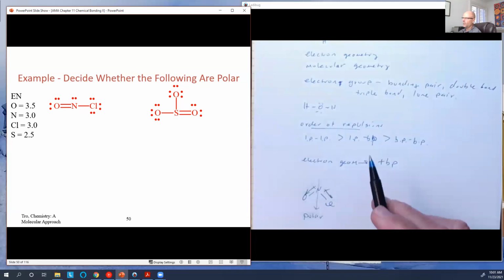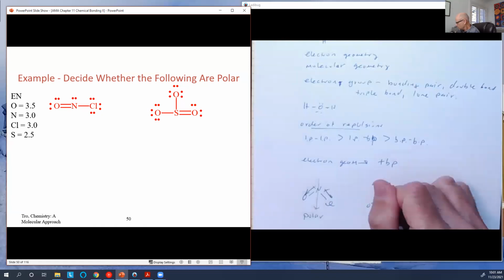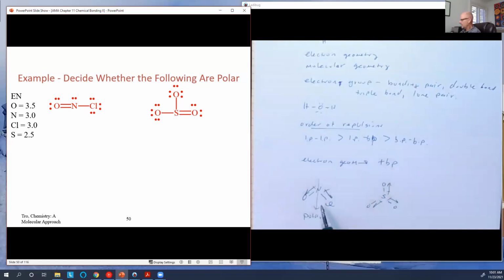But now let's look at SO3 over here. 1, 2, 3 electron groups, so the molecular geometry is trigonal planar. So it looks like this. Sulfur and oxygen have different electronegativities, so the bonds are all polar. But you can see that this is much more symmetrical than this. Again, imagine 3 dogs on leashes all pulling on this sulfur atom. Since they're pulling at 120-degree angles from one another, they're going to cancel out, and SO3 is going to be nonpolar.